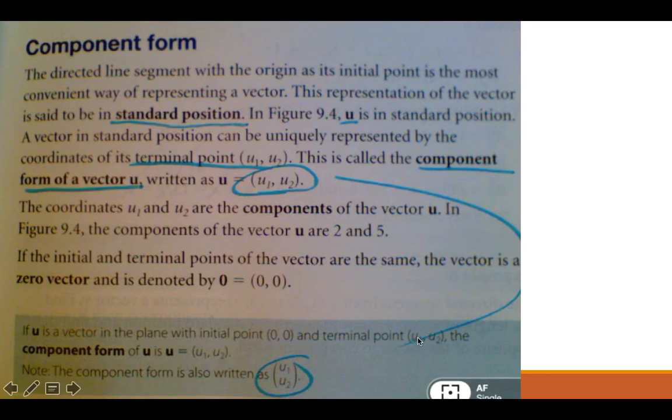So another term here, if u is a vector in the plane with the initial point 0, 0, and the terminal point some x and some y, the component form of this vector would be written as the coordinates of x and y, so long as it's starting at 0, 0. Sometimes it's written horizontally with x, y, and sometimes it's written vertically with that x, y. This is u sub 1, u sub 2, but it's still the x term and the y term, the horizontal term and the vertical term.